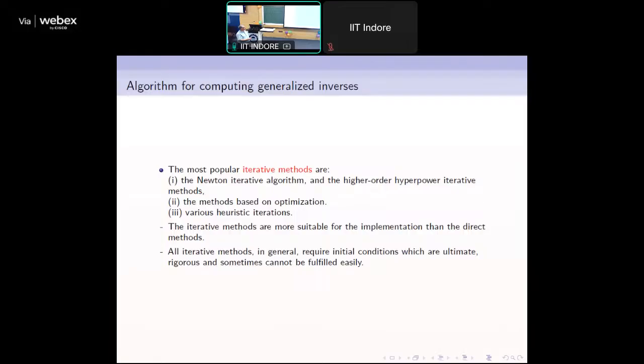Iterative methods include the Newton iterative method, high order hyperpower iterative methods, methods of arbitrary order, and methods based on optimization. Of course, we can always minimize the Frobenius norm. It is typical, because we have a routine definition of the Frobenius norm.